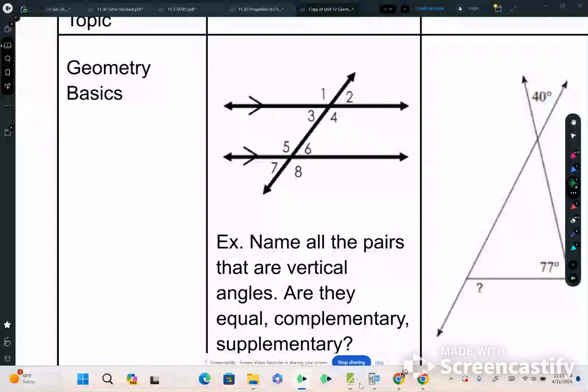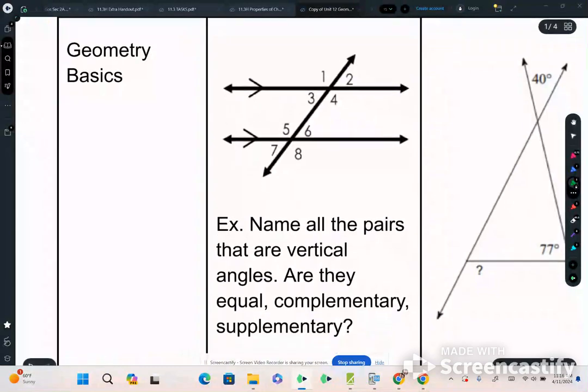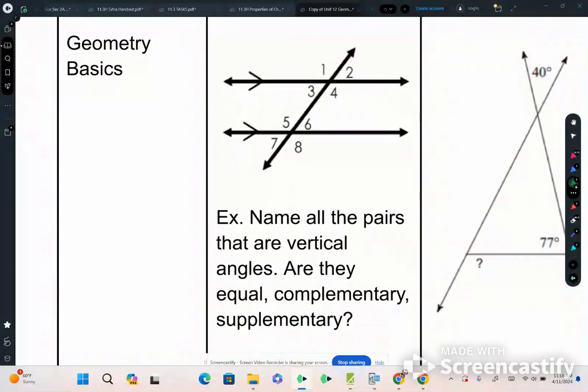Hi, so as we start our geometry unit, our first topic is going to be geometry basics. And our first level of geometry basics is just knowing which angles are which and what's important about them. So if you can think back to secondary one and maybe even eighth grade, a lot of this you've already seen. So as you look, it says name all the pairs that are vertical angles.